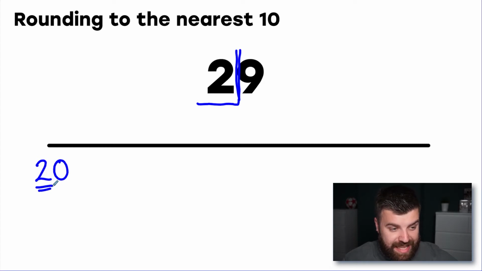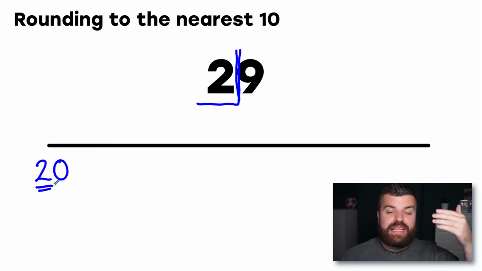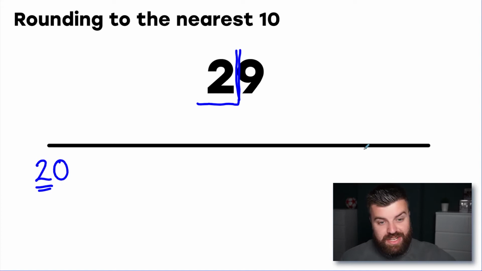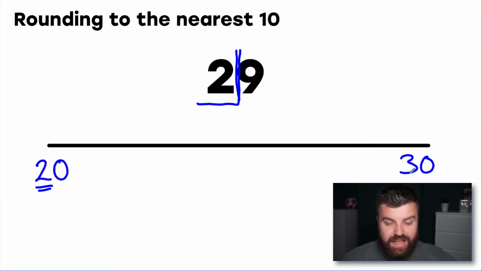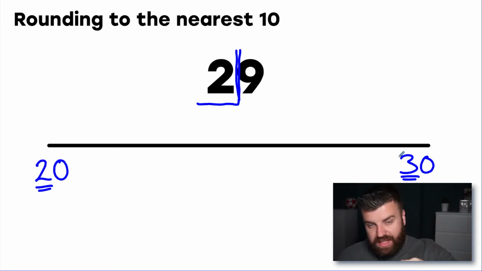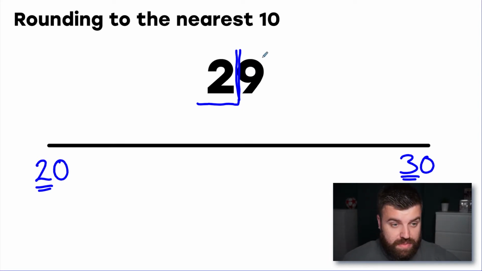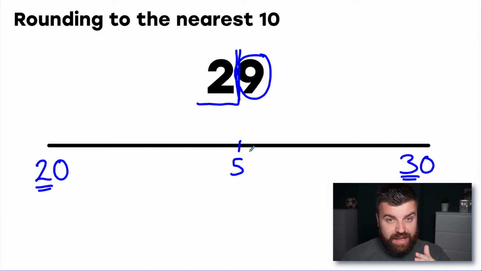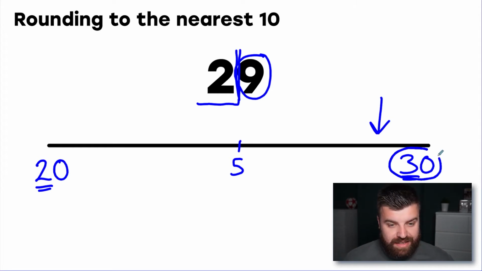And remember, always thinking about that as 2 tens. Now, what comes after 2 tens? It must be 3 tens. So that's the next multiple of 10. And we can see there that it's 3 tens in the tens column. 20 and 30. And now we can look at the digit that is after the tens column, which is in the ones column, which is a 9. Always remember that 5 is our key digit in the middle. Is 9 bigger or smaller than 5? Well, it's bigger. 29 would go somewhere here on our number line, and therefore the closest 10 is 30.